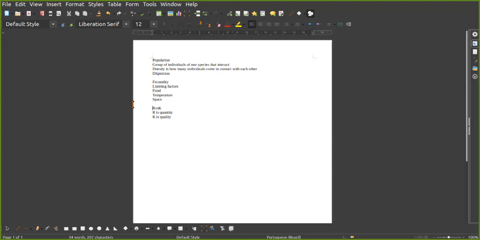And the K species tend to reach the carrying capacity, because the r species make a lot of mosquitoes. So the predators of the mosquitoes grow. And then what happens is that the mosquitoes decrease in quantity. So they are never going to hit the carrying capacity.